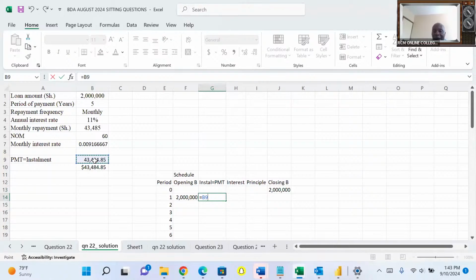What do we know about this installment? That this installment will never change. The installment will be the same throughout. Can a student who has attended my advanced Excel classes tell me, which function will I use whenever I know a number is going to be constant throughout? Which function should I use to lock it up? Because I must do some lockup.